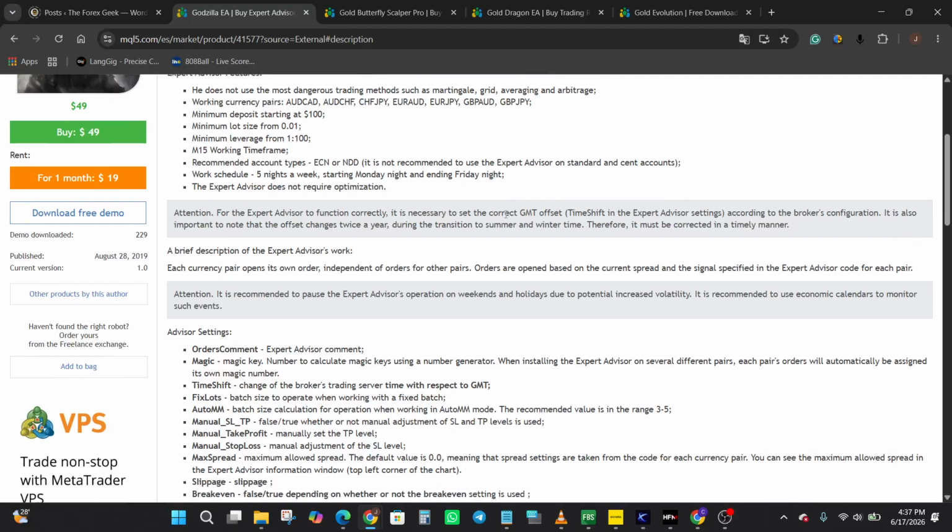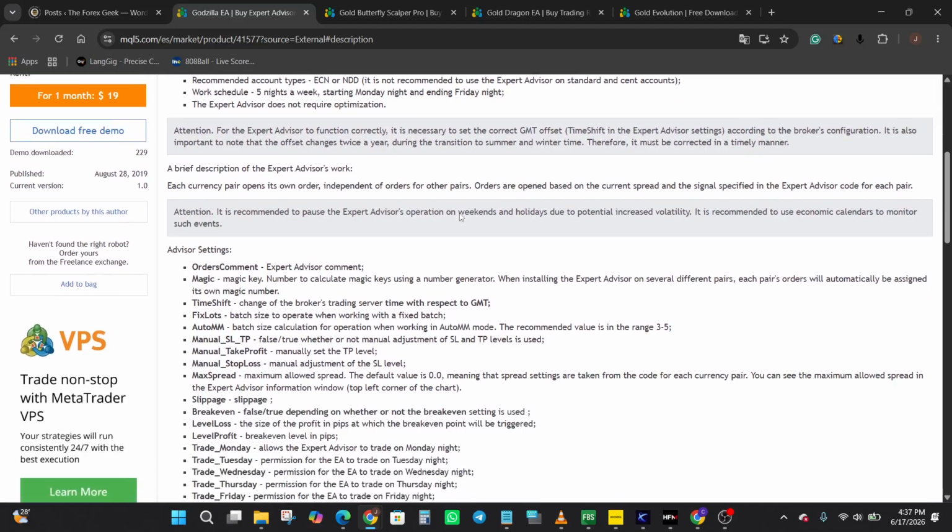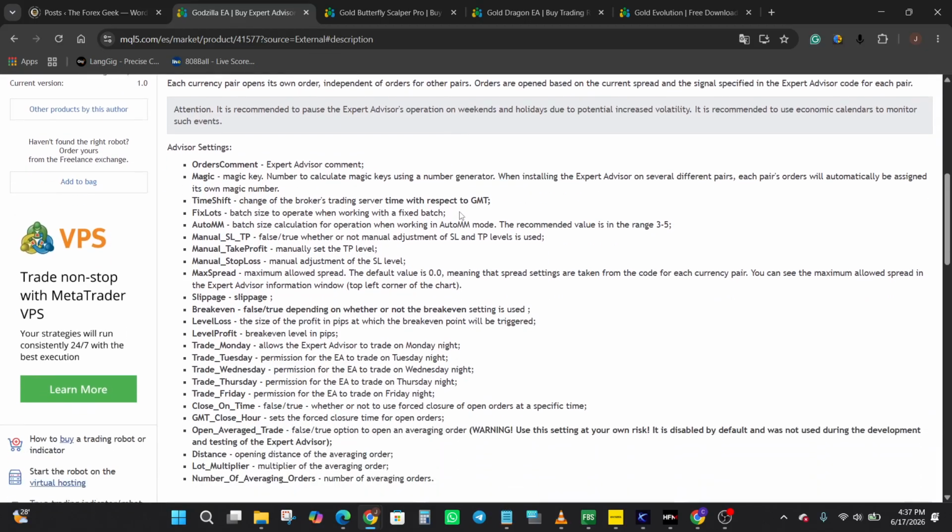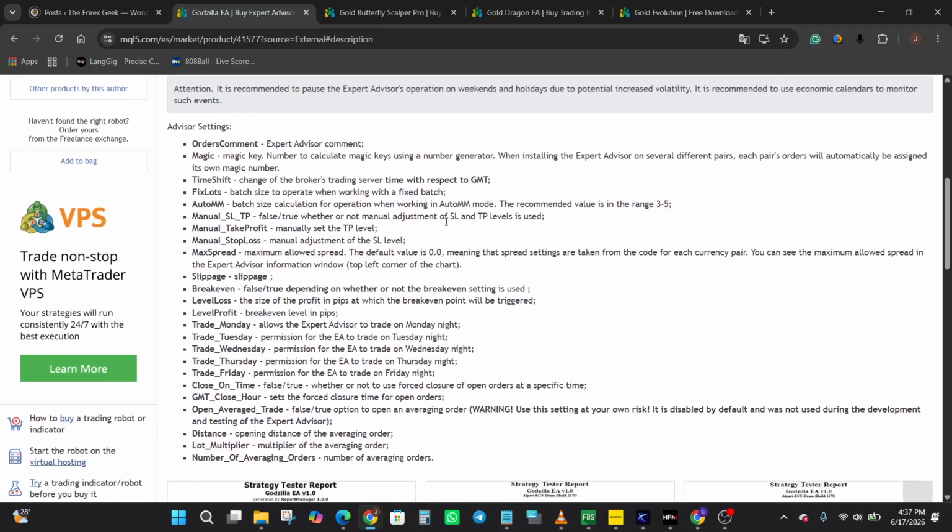Now, as I scroll through the settings, there are options for fixed lot sizing as well as auto position sizing. The developer recommends an auto value between 3 and 5. There are also controls for manual stop loss and take profit levels, spread limitations, slippage settings, break-even functionality, and individual trading permissions for each weekday session.